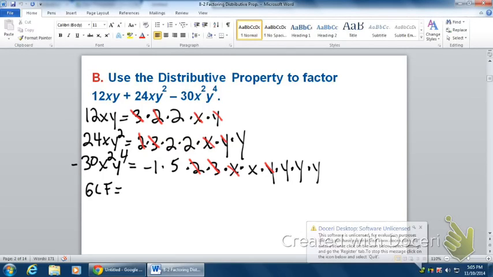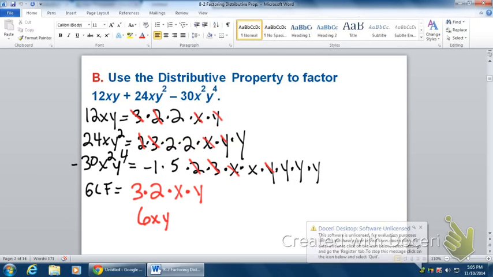So, let's go back to this. I have a 3, I have a 2, I have an x, and it looks like all I have left is a y. Now go ahead and check back. Looks like it's it. So combine those terms, that gives you 6xy. Now, this is our greatest common factor, our GCF, 6xy. So now we need to determine what our remaining terms are.